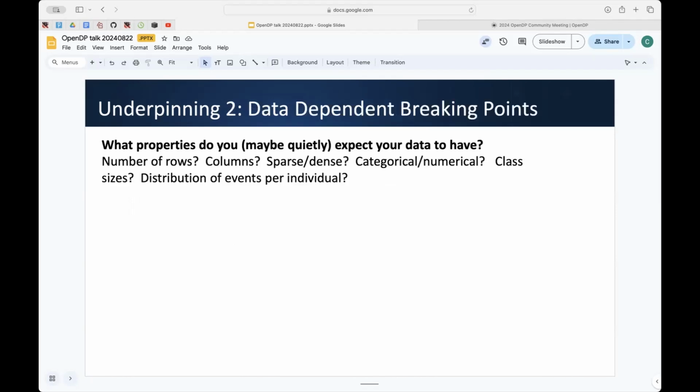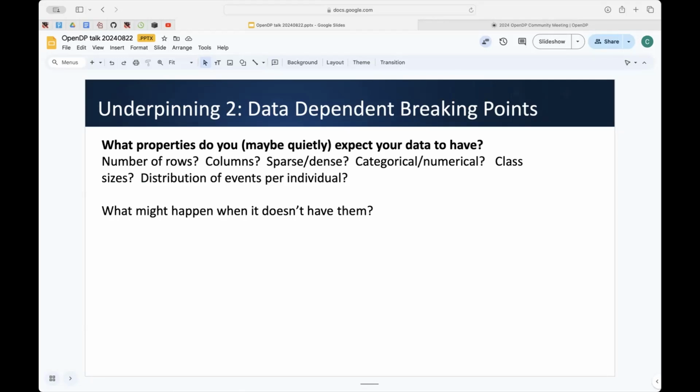All right. Underpinning 2, data-dependent breaking points. Properties do you maybe quietly expect your data to have? When you're writing an algorithm, are you thinking like, it's got about this many columns and this many rows? Everything's secretly categorical. There's no numbers, so we can bin it all very nicely, which is a great thing for marginal methods. We're making assumptions that all of our class predictions that we want to do have at least a certain amount of representation, that nobody's clicking only on one link every hour, every day for a full year. Like, what assumptions are you making about your data? And what happens when your data doesn't satisfy those assumptions, right?